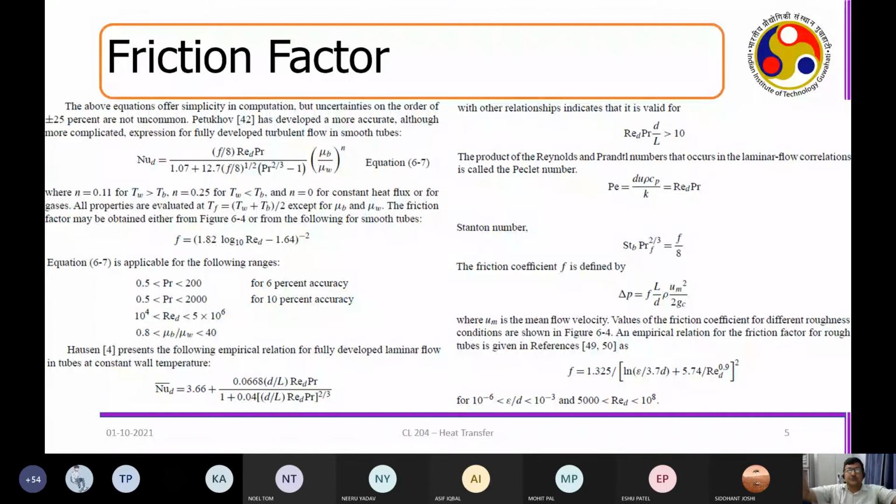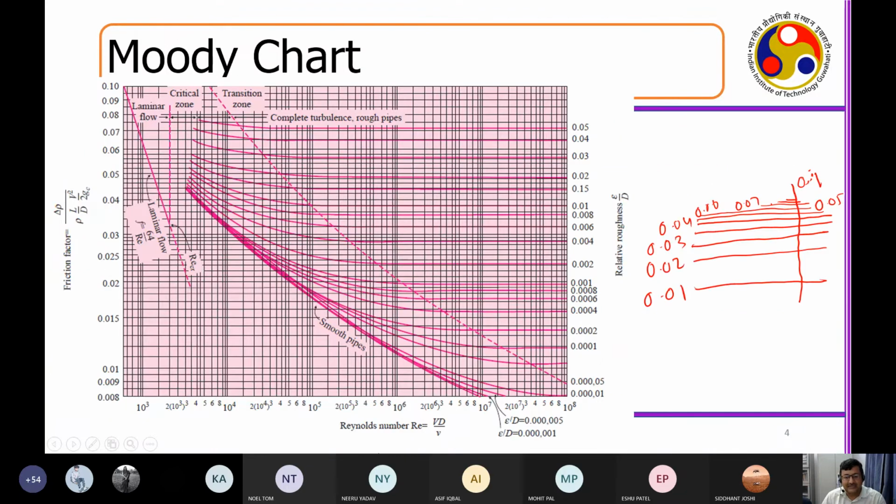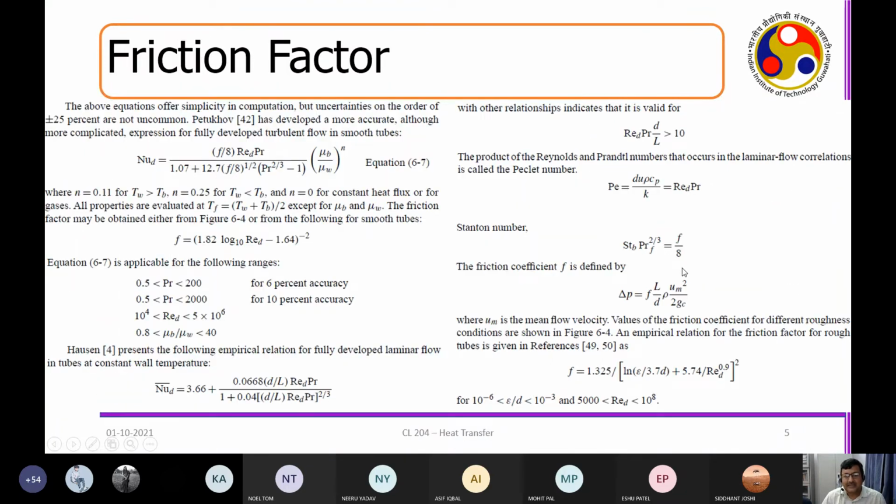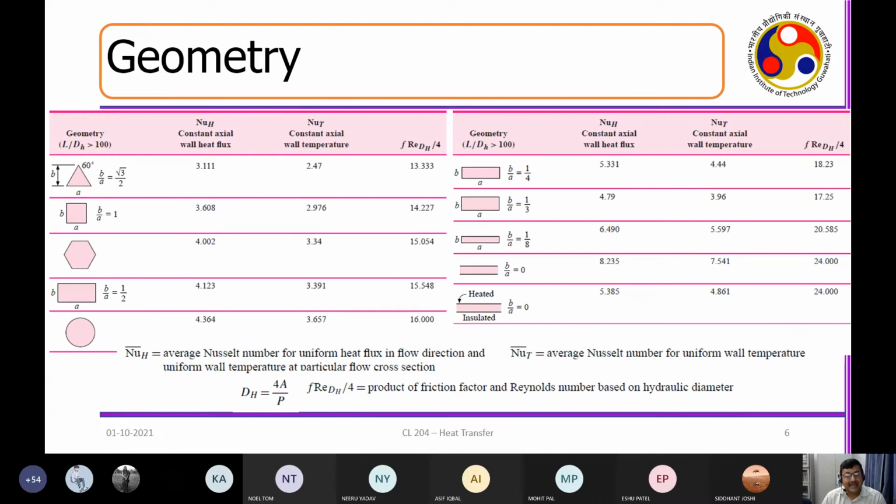You first use Dittus-Boelter for the heat transfer coefficient, and first understand what the friction factor is: laminar, transition, turbulent, critical Reynolds number, log plot. Earlier you were only correlating with the Reynolds number, which is flow only. But in the case of flow with heat transfer, you have to calculate using the Stanton number and the Prandtl number.